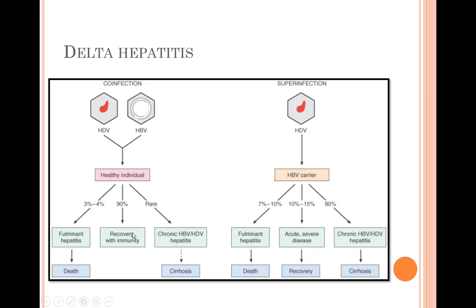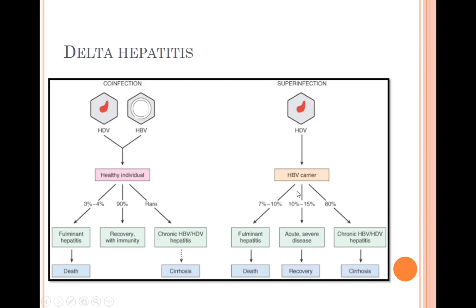90% can still recover with immunity. So even in HBV alone, 90% can recover. Okay. Rarely, it can cause chronic hepatitis and which can lead to cirrhosis. Now you look at superinfection. Superinfection means that a person already is infected with HBV virus and he has become a carrier. Okay. So the definition of carrier is that you can still detect HBV surface antigen 6 months after the infection, right? So if the patient is an HBV carrier and then he gets infected with hepatitis delta virus, that is known as a superinfection.